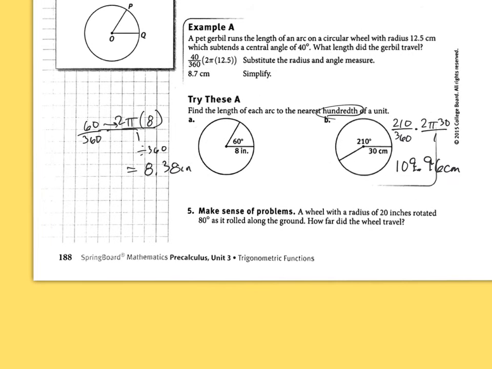Now for number 5. We do a lot with wheels. I don't know why that matters, but we do. So a wheel with a radius of 20 rotated 80 degrees as it rolled along the ground. How far did the wheel travel?